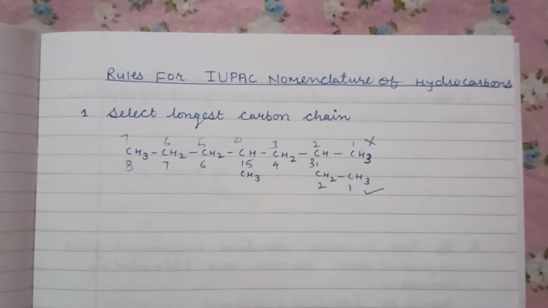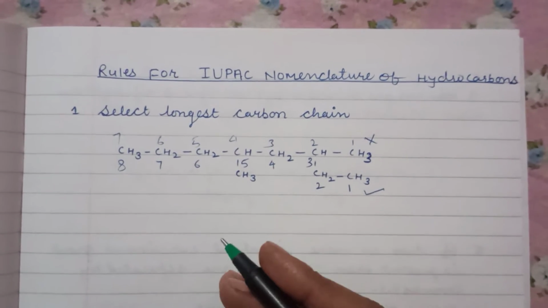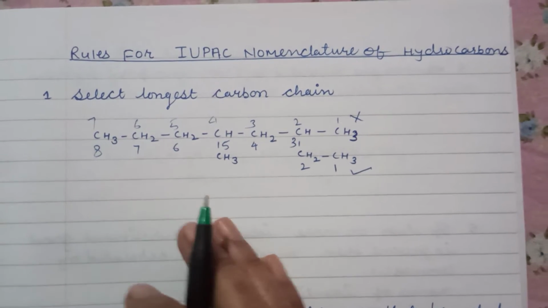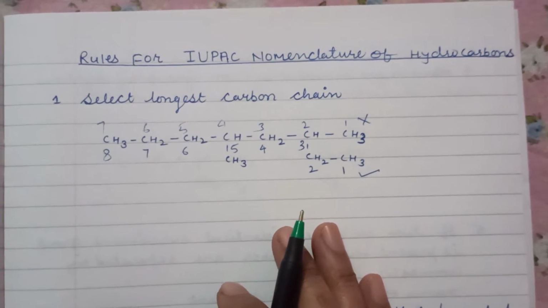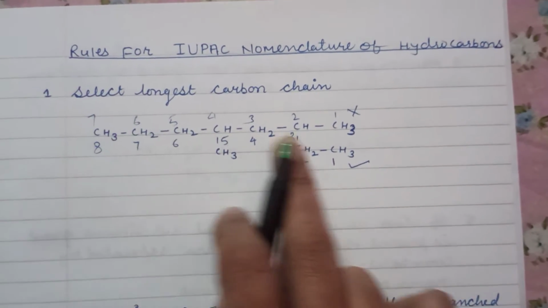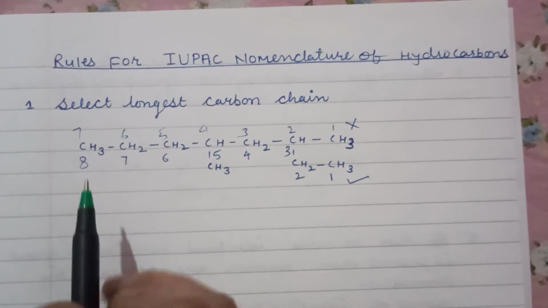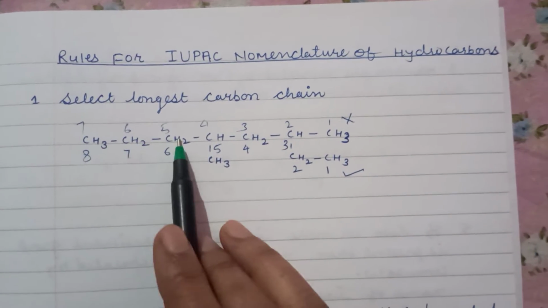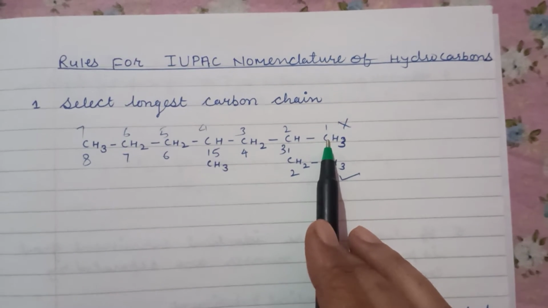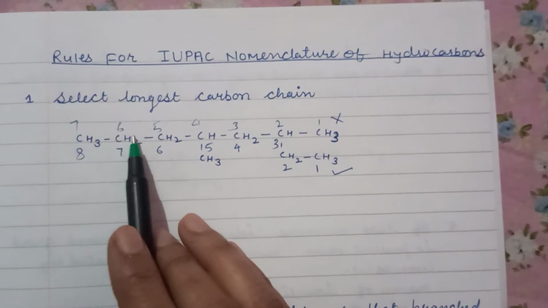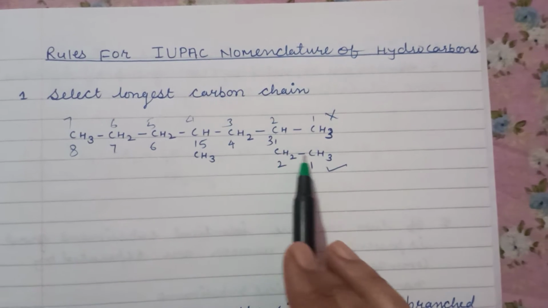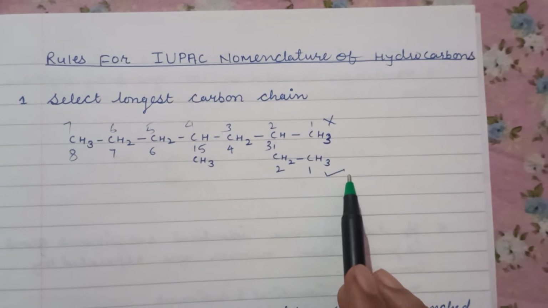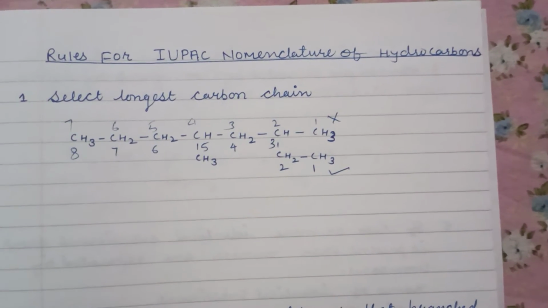Whenever we are going to give name of organic compounds, we have to select longest chain of carbon. So in this structure, look, how many carbon chain we can make? 1 2 3 4 5 6 7 carbon chain, and 1 2 3 4 5 6 7 8. So this is the longest chain, and we will make this one as a parent chain.